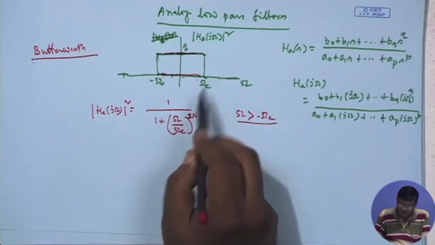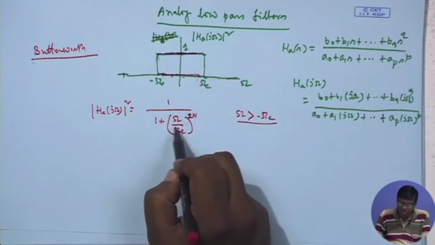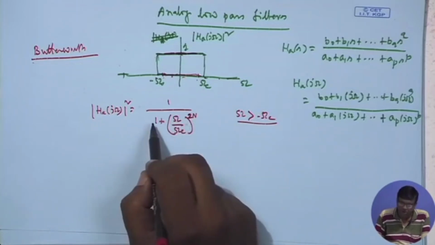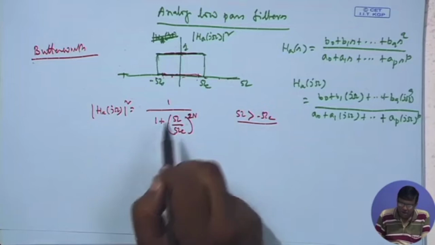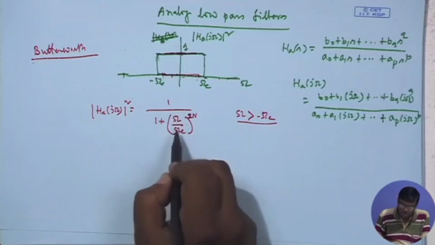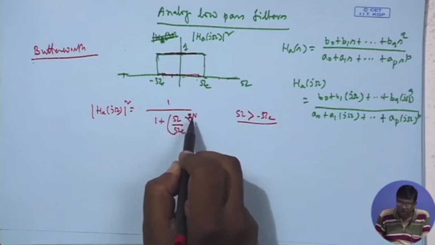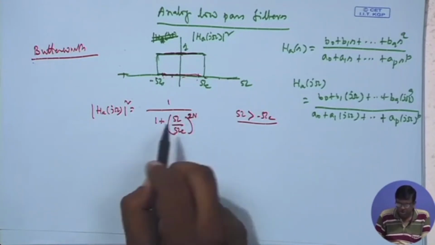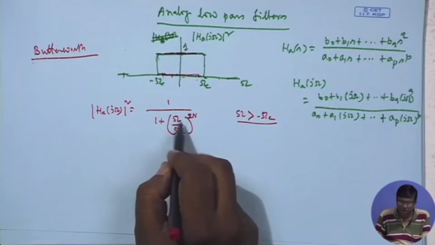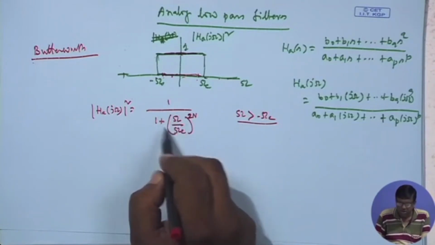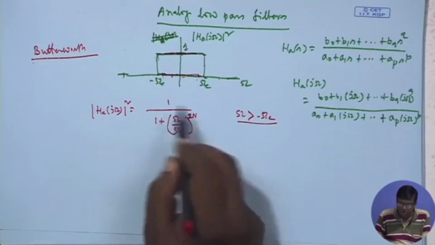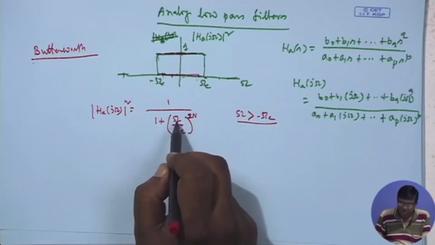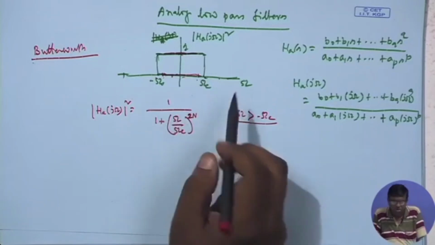Then for omega greater than omega c on this side, omega by omega c will be somewhat greater than 1, and that raised to the power 2n will be much higher than 1. So, then 1 you can neglect, and it will be omega by omega c whole to the power 2n, and as omega increases, this quantity starts increasing very much, and this is the denominator. So, 1 by this, and this is much greater than 1. So, this ratio becomes much less than 1, and as omega increases, finally it goes to 0.